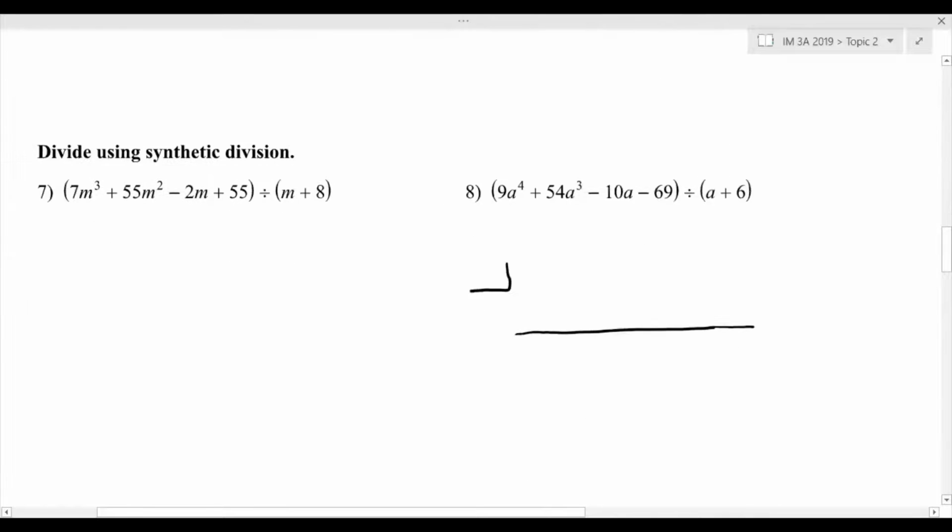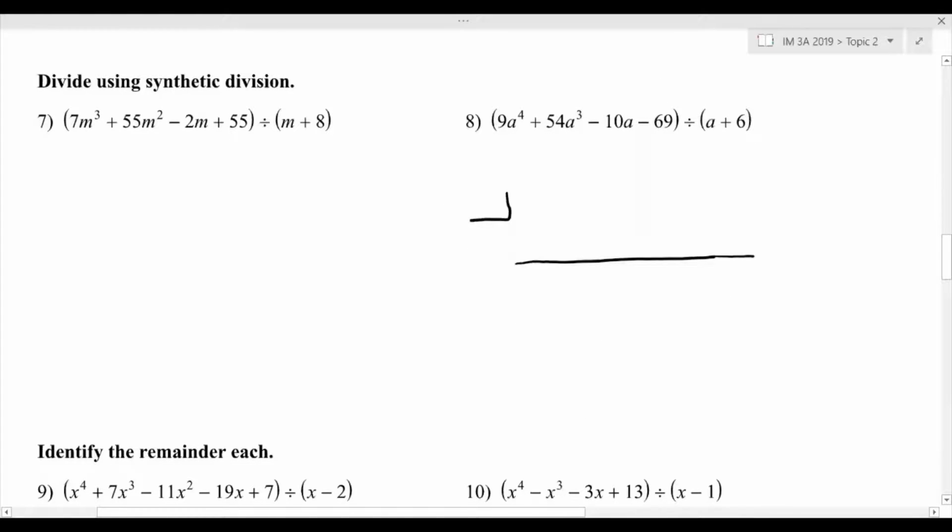On the next page, number 8 is asking us to divide using synthetic division. And so just like we did with long division, we want to look at our terms and make sure that A, it's in standard form, and B, there is no missing terms. And so 9a to the 4th power means that we should have a 3rd power and then a 2nd power. And so since we're missing a 2nd power, we're going to insert a plus 0 x squared, so we remember that if we miss those coefficients on synthetic division, our answer will be wrong. And then we have a 1st power and a constant. So the rest is good.